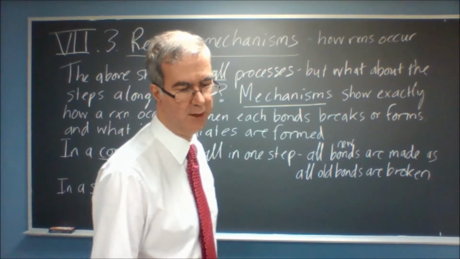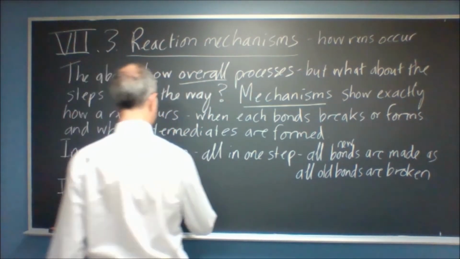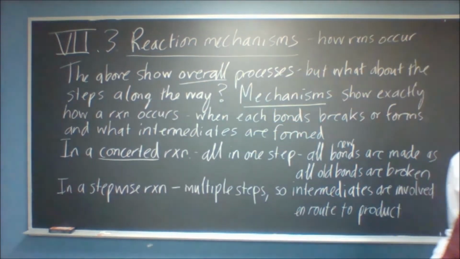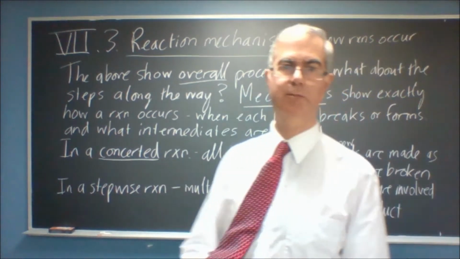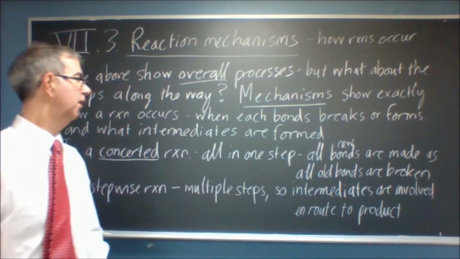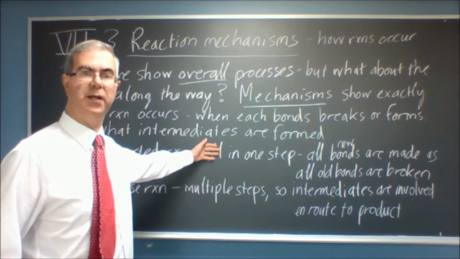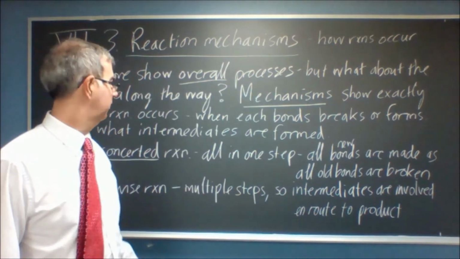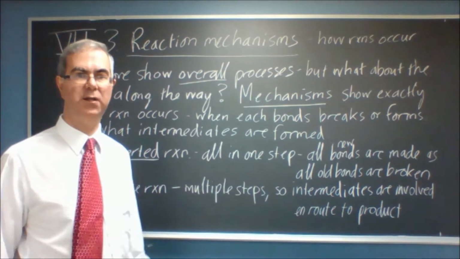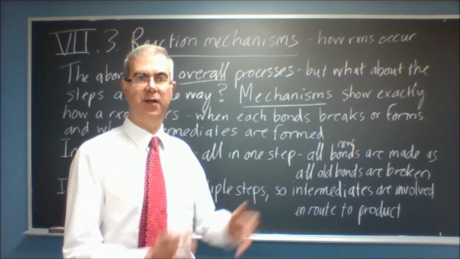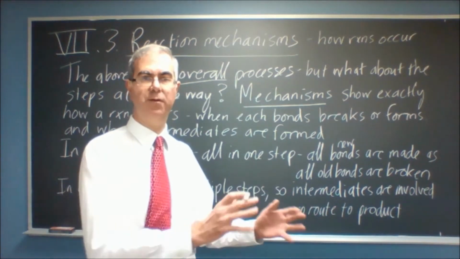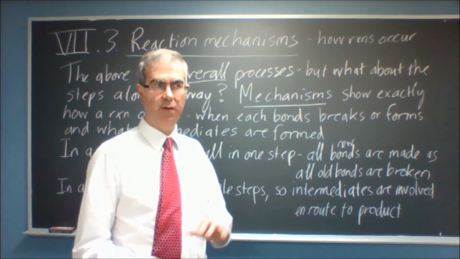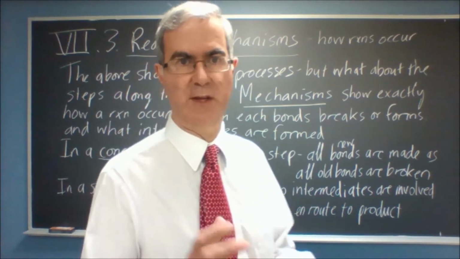and in those there are multiple steps. We have multiple steps going along the way to the product. And so this would be a simple case like A plus B gives C all in one step. This would be something like A plus B gives X, and then X in a separate step decomposes to the product, let's say C.